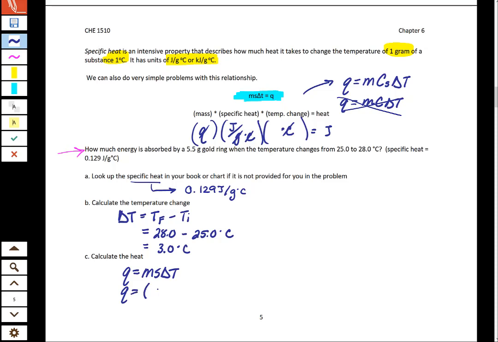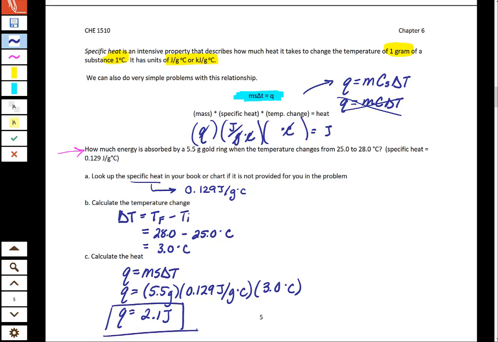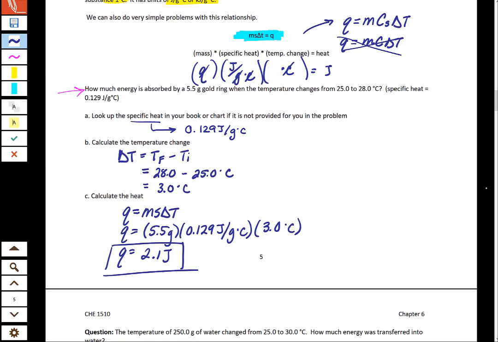So the mass that we're given was 5.5 grams. The problem also gave us the specific heat. And then we just calculated delta T so that we didn't mix up our significant figures. So when we go through this and we calculate our final answer, we should have only 2 significant figures, and our final answer is going to be 2.1 joules. So let's do one more problem together before we change topics.